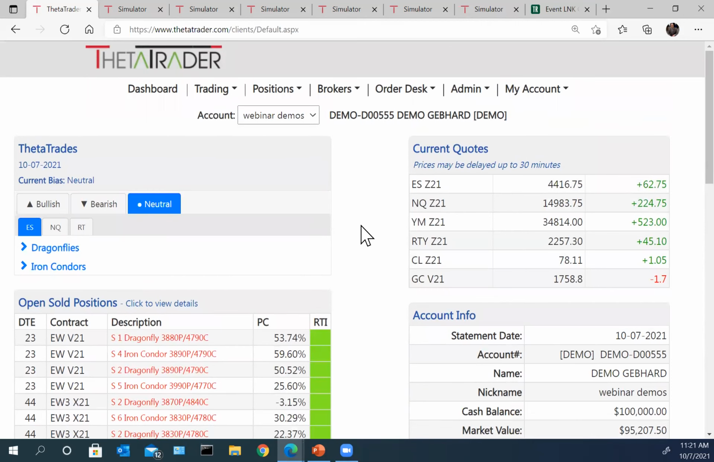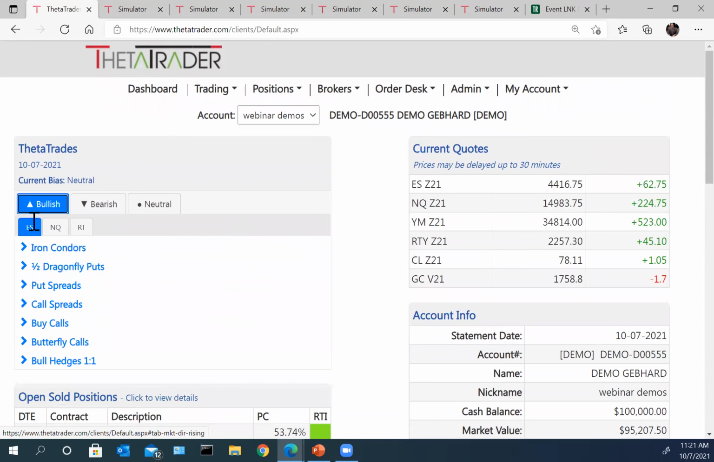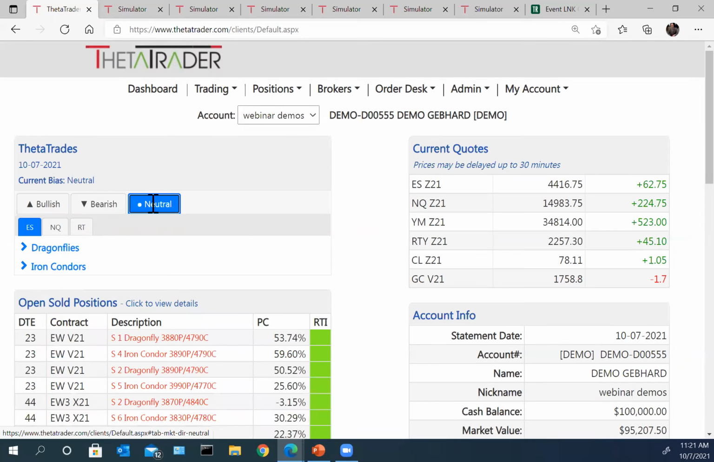The first thing we can do, of course, our time is limited. There's a lot we could do, but notice bullish strategies are already pre-populated for you, bearish strategies, and of course your non-directional called neutral. And we're looking at three markets: the E-mini S&P 500, NASDAQ 100 mini, and Russell 2000 mini. Occasionally we'll look at the Dow as well, but for the most part, these are the markets that you're going to spend most time with using Theta Trader.